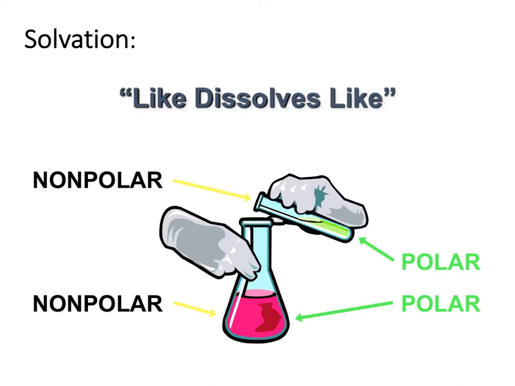So this is why something like sodium chloride dissolves in water, because the sodium ions and the chloride ions are going to be able to easily interact with the positive and negatively charged regions of the water molecule.